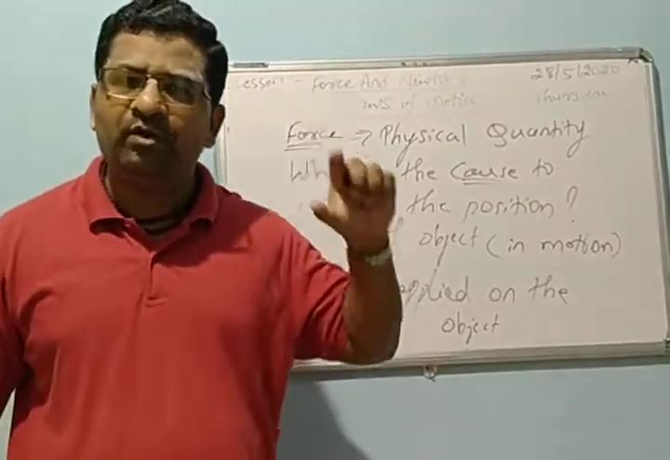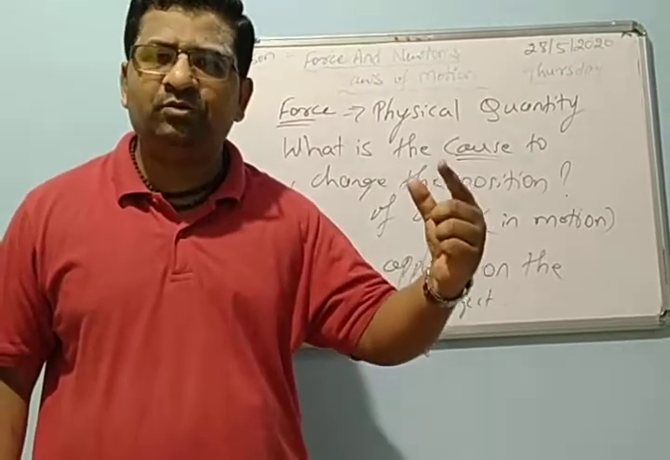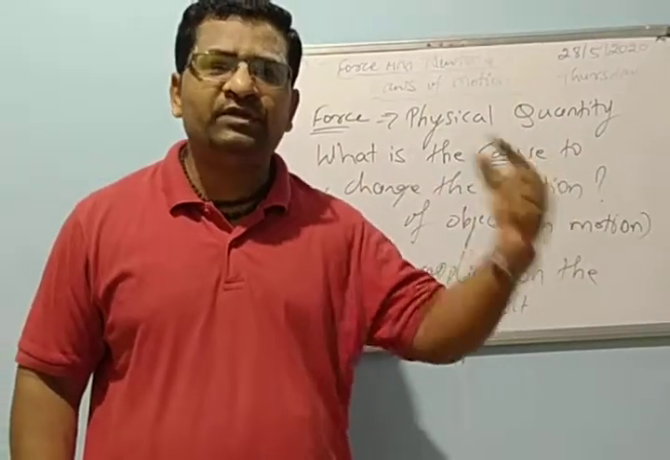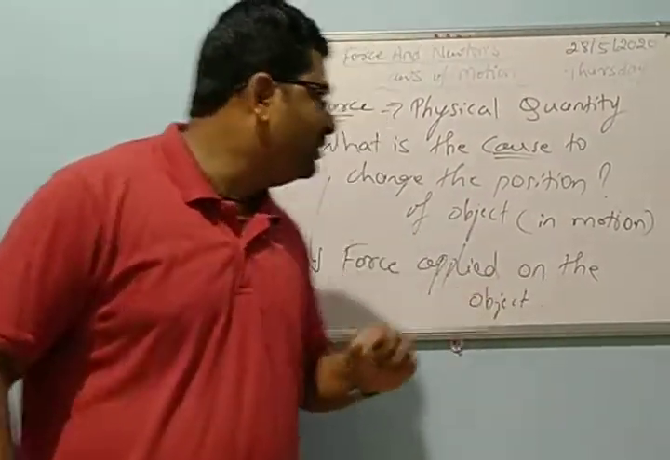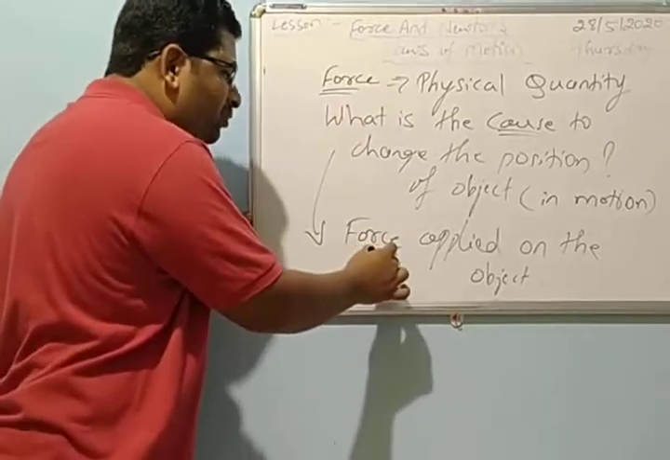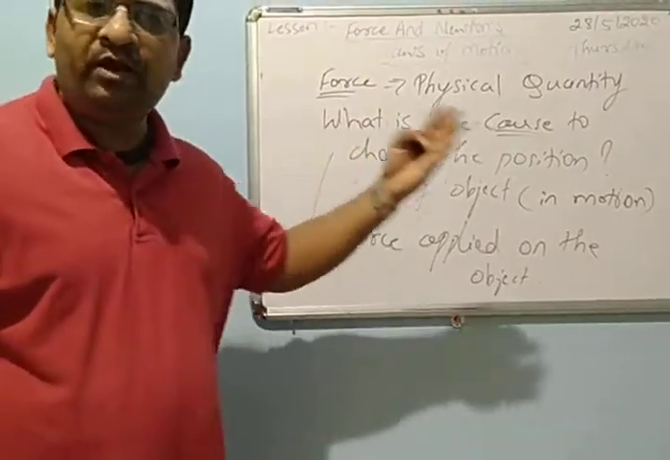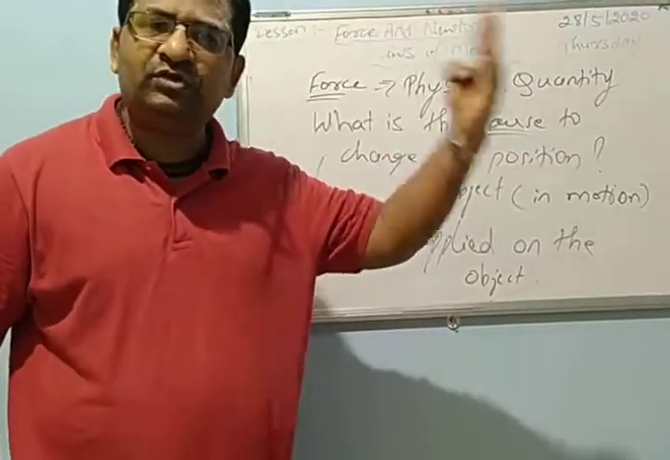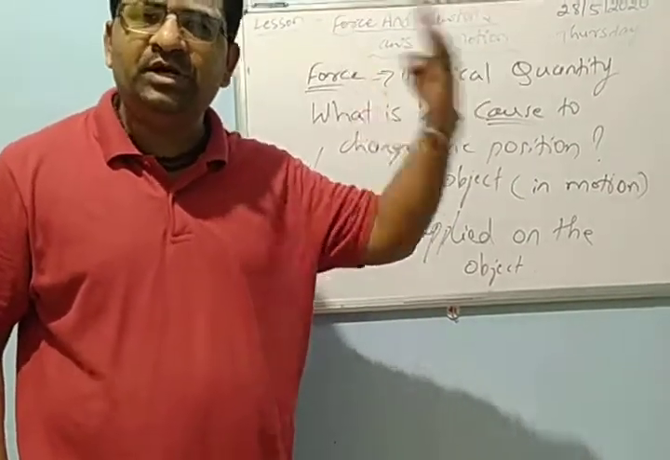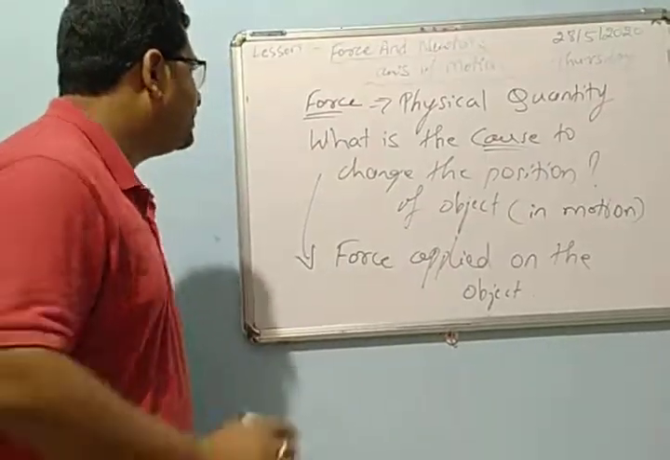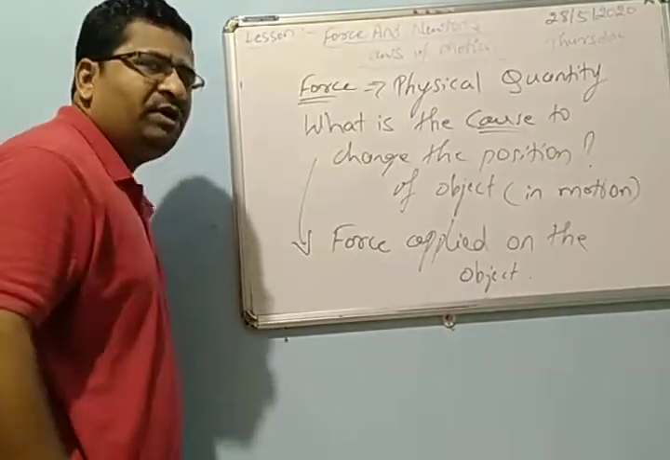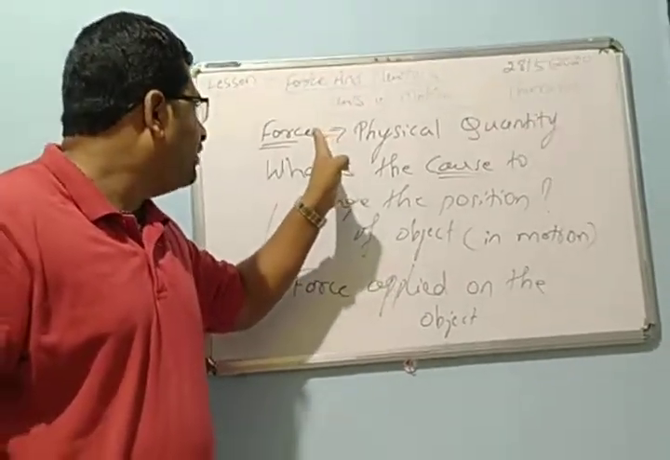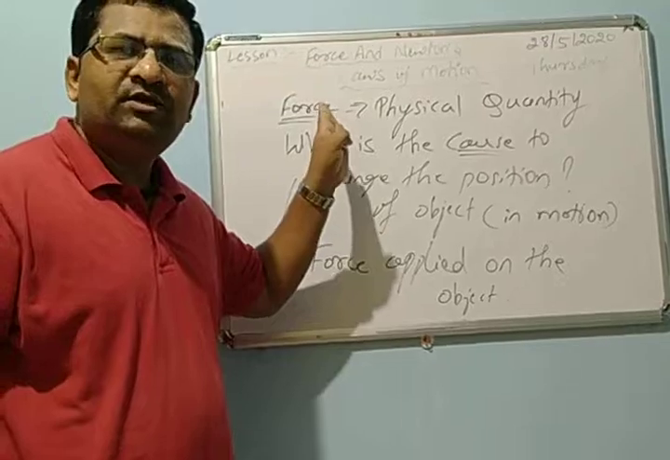Whatever force is applied on the object makes the object change its position with time and with respect to a fixed frame of reference. That means the more force is applied on the object, the more will be the displacement. And the less force applied on the object, the less will be the displacement. So this is the basic meaning of the physical quantity, that is force.